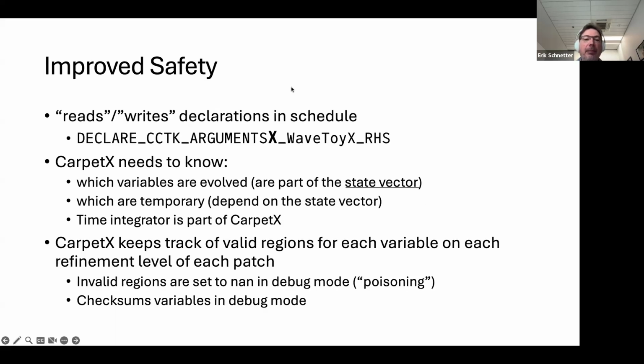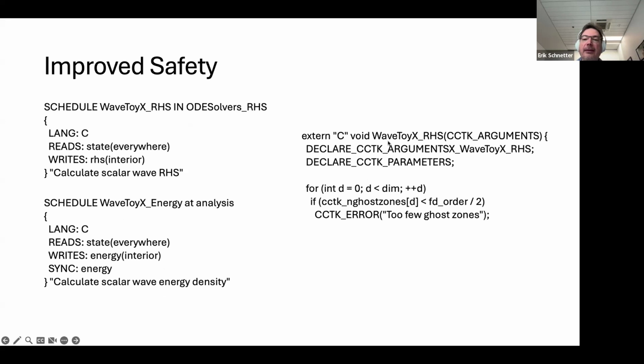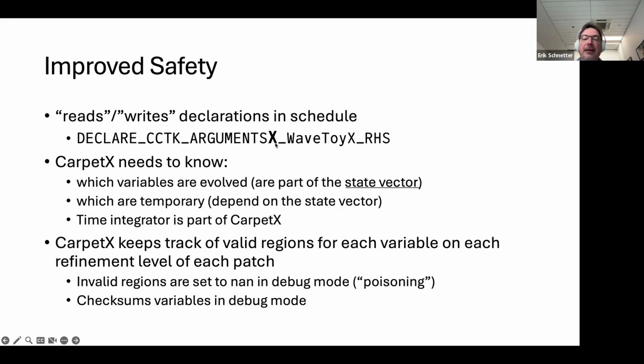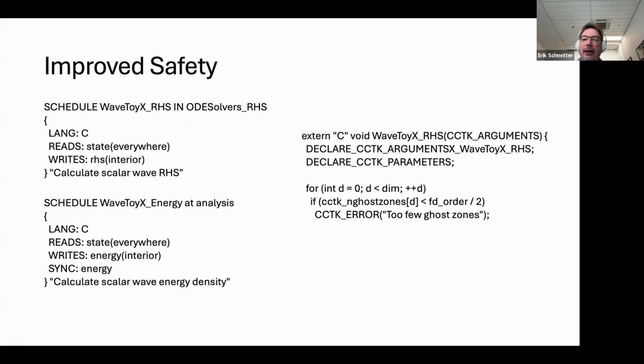So about the improved safety, Roland mentioned the declare CCTK arguments, that you can now add these other things, in particular with the X, and that then looks approximately like that. So here you have some C++ code, you have a wave routine. I assume that you know how to write code for the Einstein Toolkit. So this is how you implement your own routine in C or in C++ with the CCTK arguments.